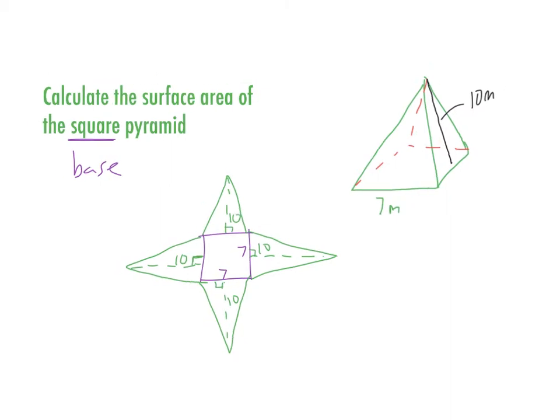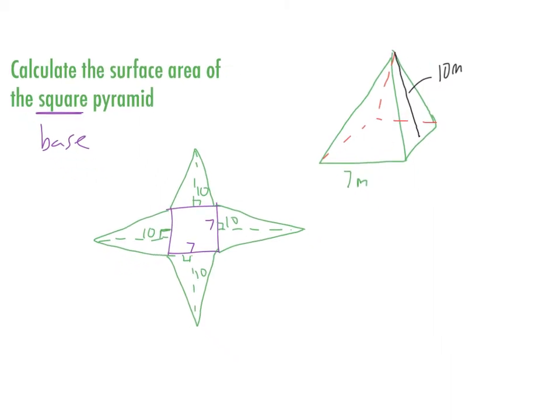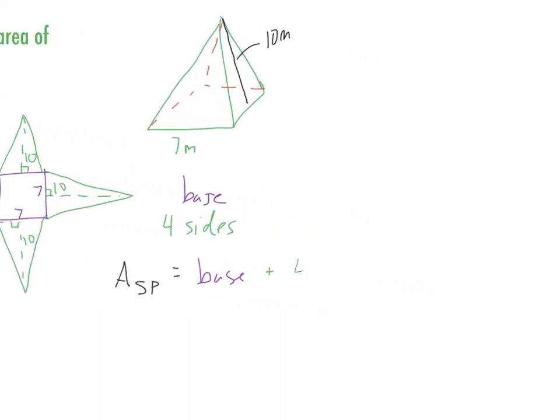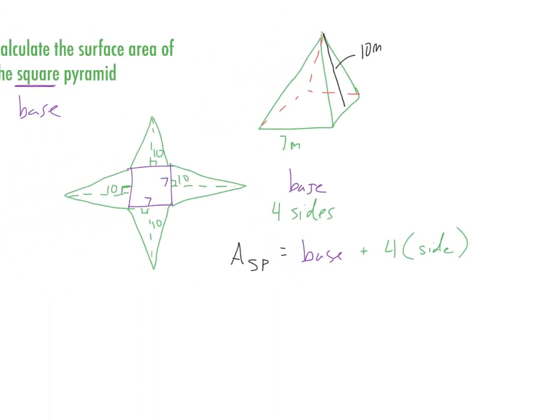So, how do we calculate the surface area? Well, I've got a base, and then how many sides? I have four sides. So base and 4 sides. If I was going to write a formula, I'd write SP for square pyramid is equal to the base plus 4 sides. And how would I calculate 4 sides? 4 times the area of one side. That would give me all 4 sides. So that's the formula we're going to use here.